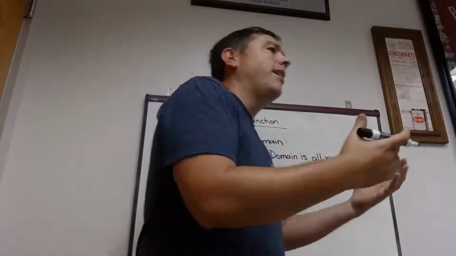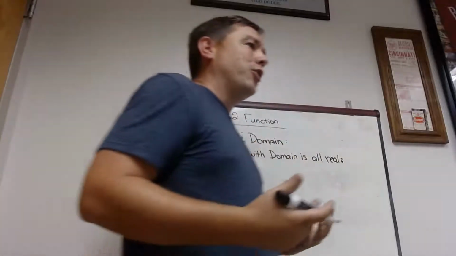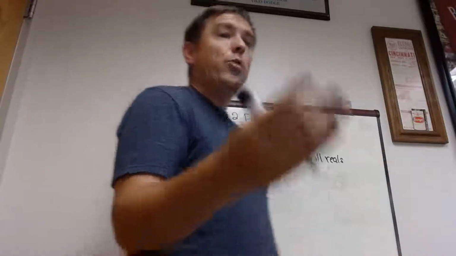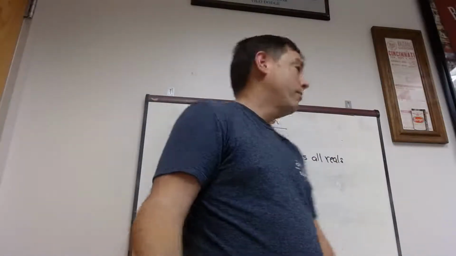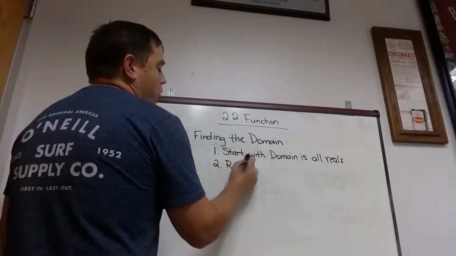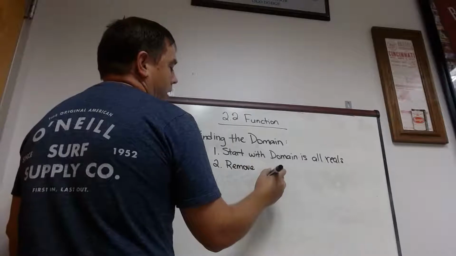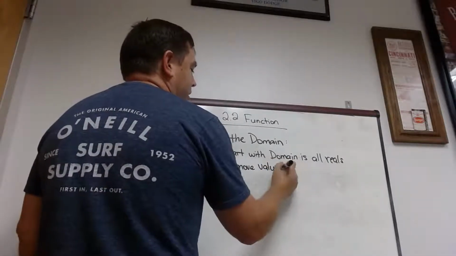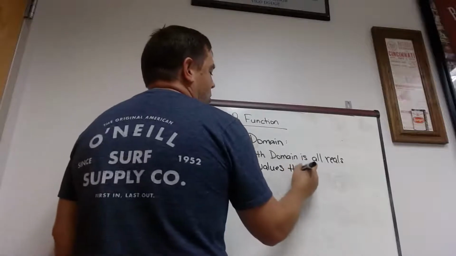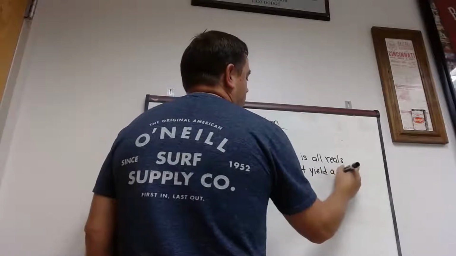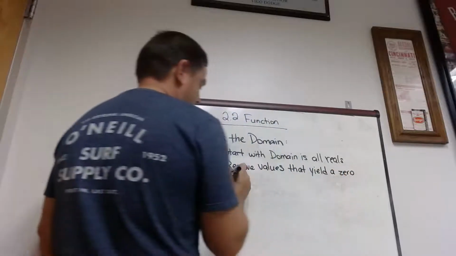All right, so we got to think of what does not work in algebra. What are things we cannot do in algebra? And there are two big things right off the top that we can't do in algebra. And number one is we cannot divide by 0. So what we want to do is remove values from this set of all real numbers that give or yield a 0 denominator.